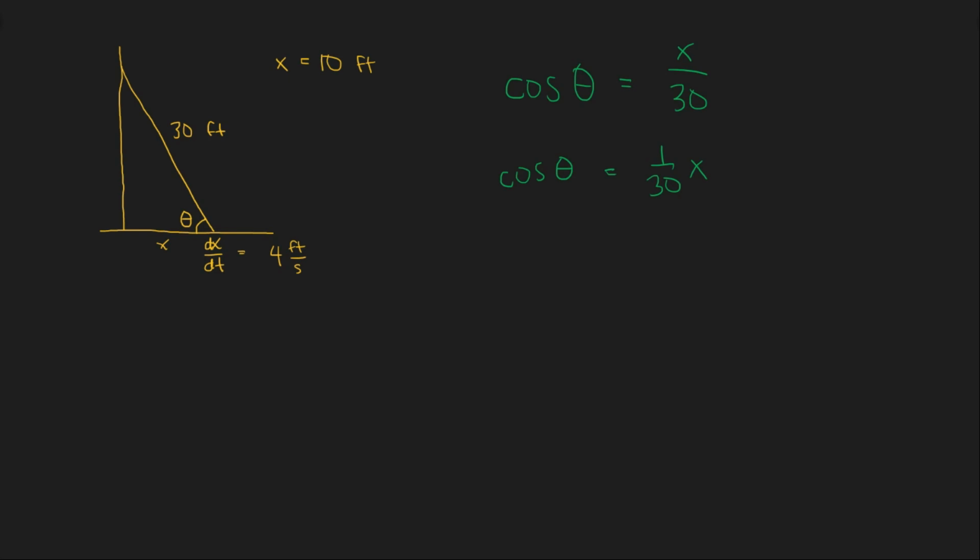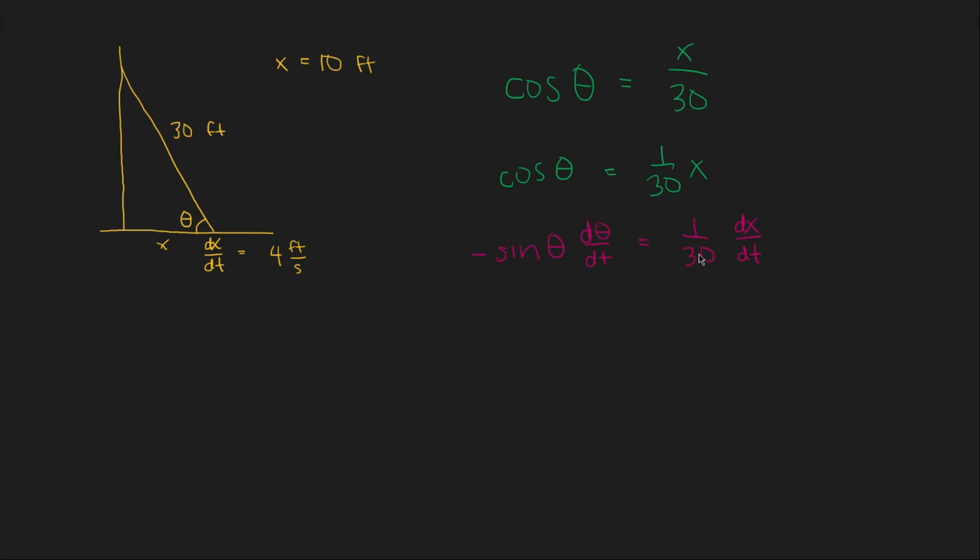Let's find the derivative with respect to time. So the derivative of cosine is going to be negative sine theta. And we know that when we differentiate with respect to time, we have to write a d theta over dt next to it. And then this is going to equal 1 over 30 times dx over dt. So let's just quickly evaluate which values that we have right now.